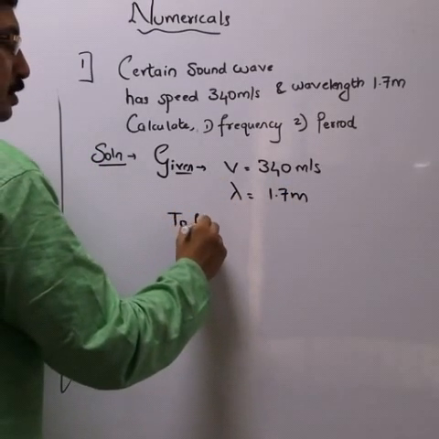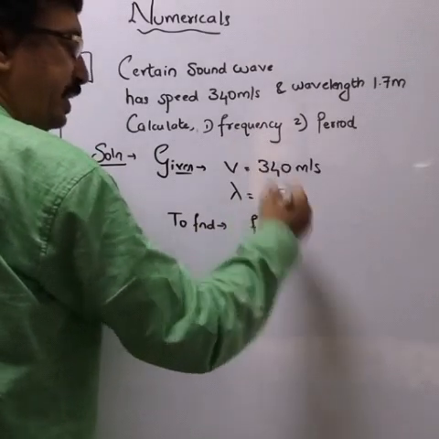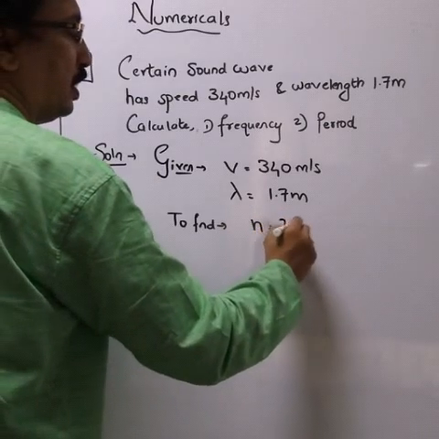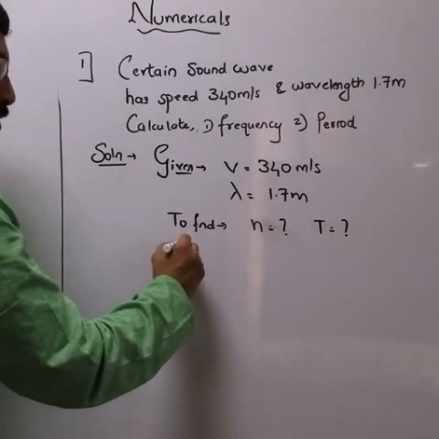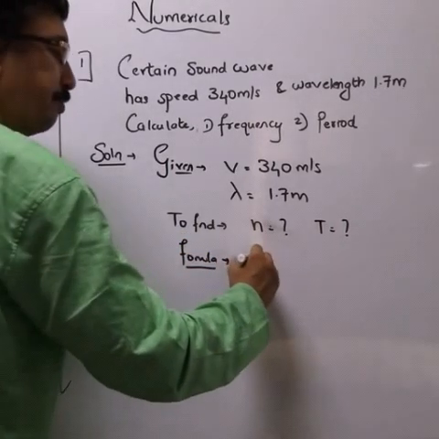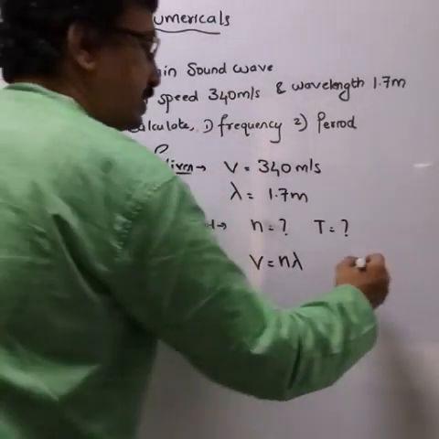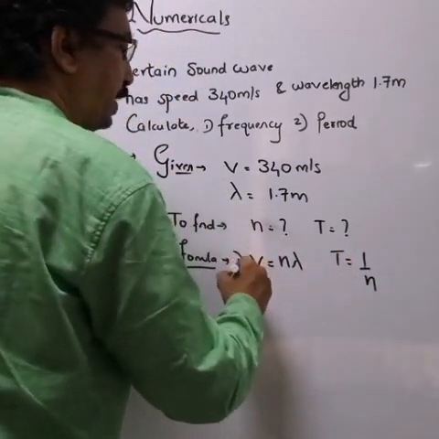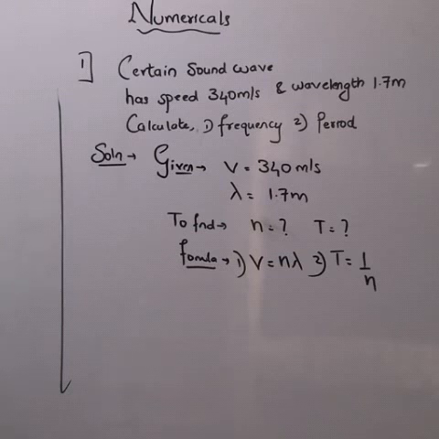What do you have to find? Frequency f or n, any symbol you can take. I will take n, and time period. These two things you have to find. Formula: V equal to n into lambda, and second is T equal to 1 upon n. Both the formulas will be used. V equal to n lambda and T equal to 1 upon n.